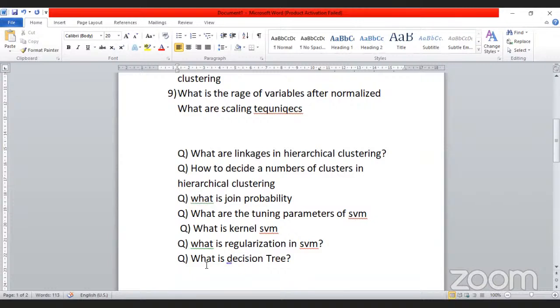So decision tree is a supervised learning technique, and it is a tree-like structure where we have a root node, branches, and leaf nodes. Okay.